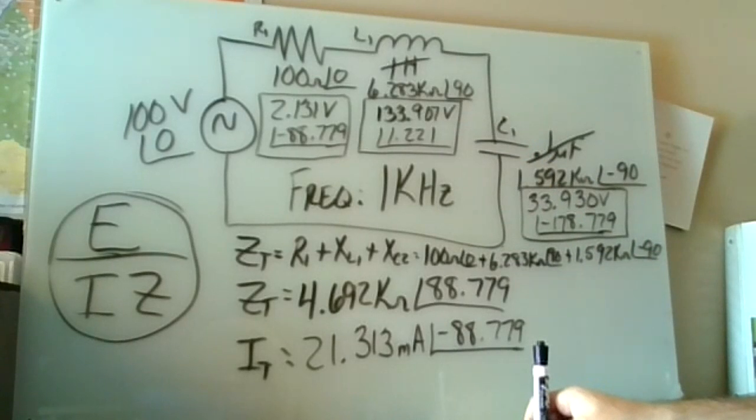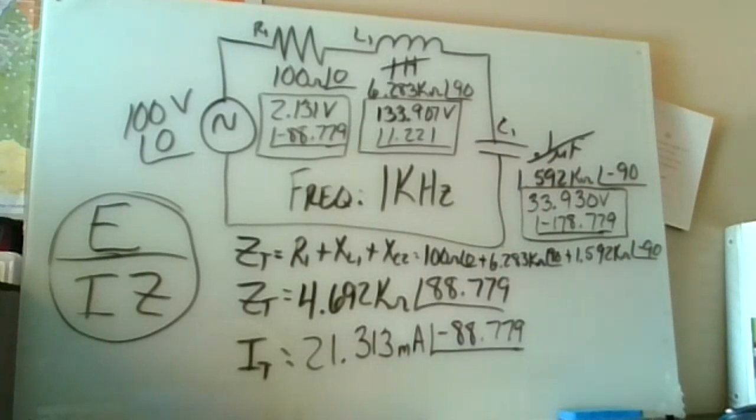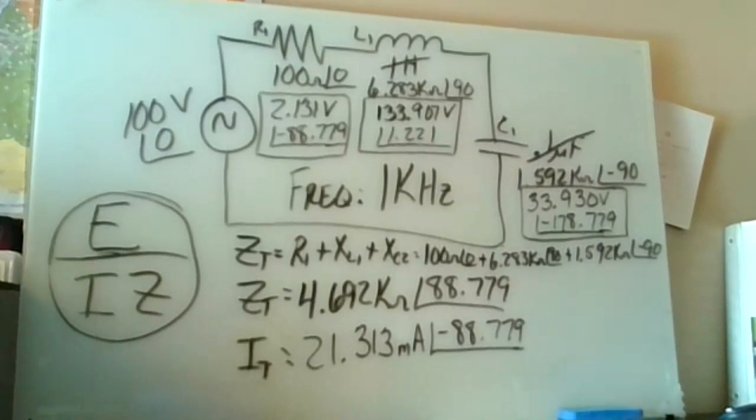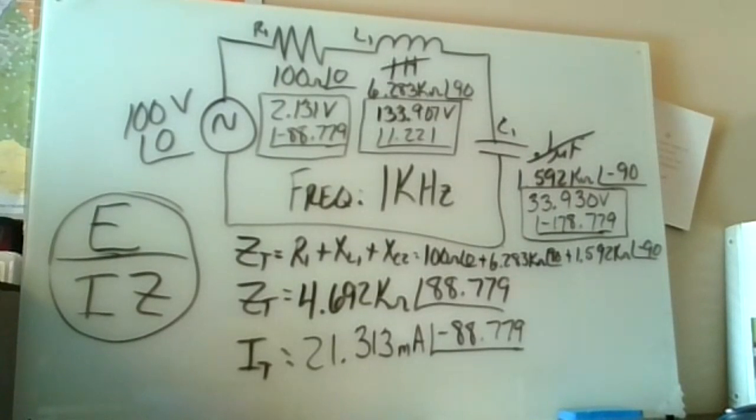I don't know. Add them up and see what you get. Add up exactly what I have on the board for the voltage drops and tell me what you get when you add them up. Do you add those up factoring the angles? Yes. You must add them up with the angles on them. So it's going to be 2.131 at an angle negative 88.779 plus 133.907 at an angle 1.221 plus 33.930 at an angle negative 178.779.